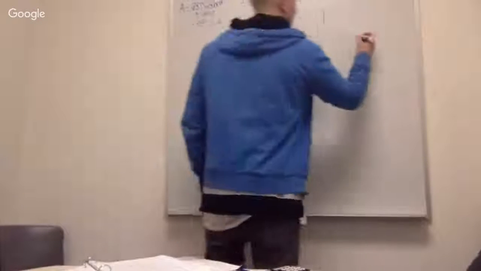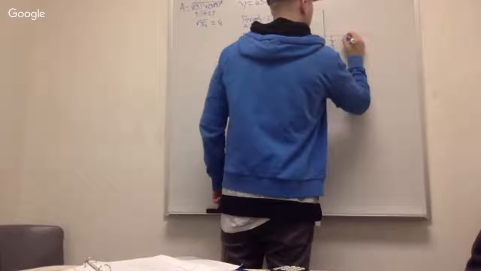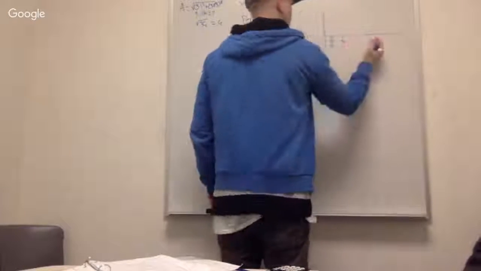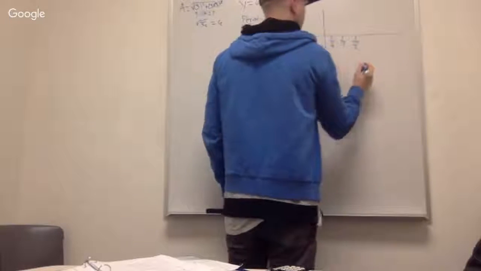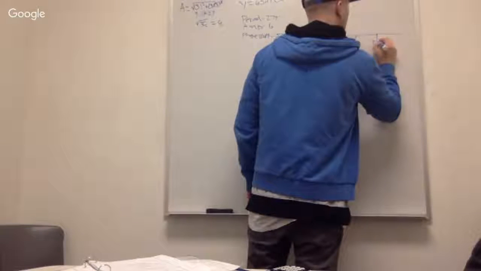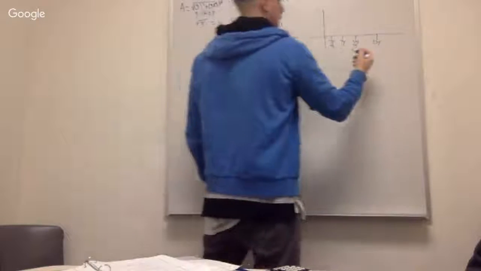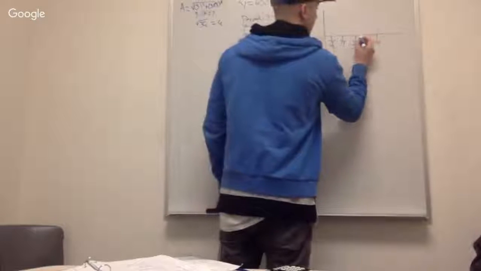For 5 pi thirds, here's pi halves. I'll scoot this out a little bit. Here's pi. Here's 3 pi halves, right? And then here's 2 pi. Because it's plus, we know we're shifting it this way. And 5 pi thirds is just right here, isn't it?